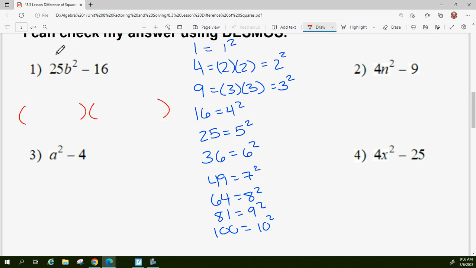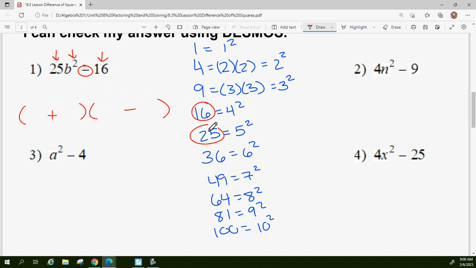I notice here that I have 25, that's a perfect square. I have 16, that's a perfect square. And then b squared, any variable that is squared, we consider a perfect square because we can square root that and get a non-decimal answer. So when we have these two perfect square terms and we're subtracting them, we have a difference of them, we're going to end up with two parentheses, one with a plus and one with a minus. And then we're just going to take the square root of both terms and put them into each parentheses.